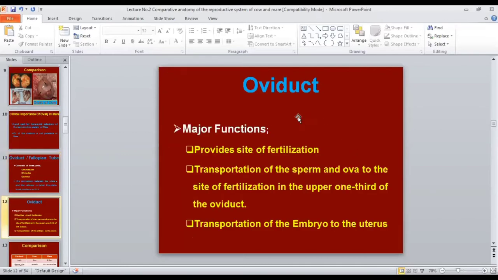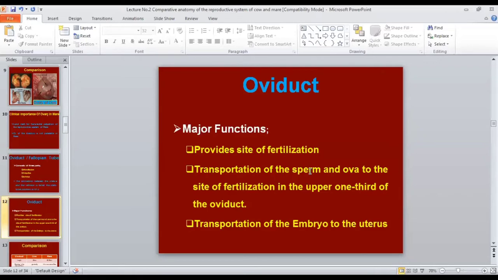Then, what are the major functions of the oviduct? Actually, it provides the site for fertilization, that is the ampullary isthmus junction. And the next important function is the transportation of the sperm and the ova to the site of fertilization. That is actually the upper one third of the oviduct, known as the ampullary isthmus junction.